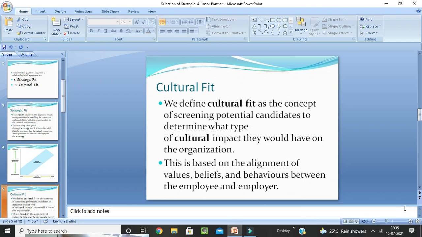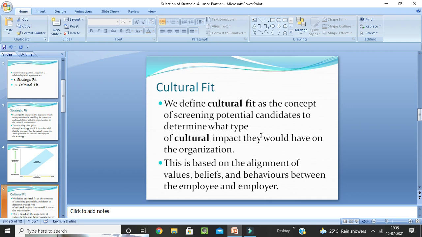Next, if you see here, in the cultural fit, we define cultural fit as a concept of screening potential candidates to determine what type of cultural impact they would have on the organization. This is based on the alignment of values, beliefs, and behaviors between the employee and the employer. So overall, it means that strategic fit is important as well as cultural fit.